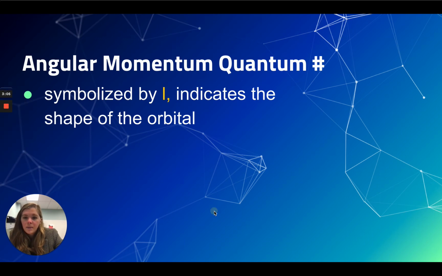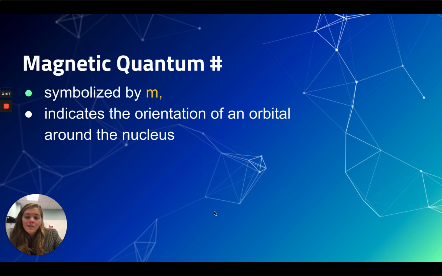Our next quantum number is what we call the magnetic quantum number, and it's symbolized by the letter m. So this is telling us the orientation of an orbital around the nucleus. It tells us how something is spinning. Okay? m is any value between negative l to positive l.